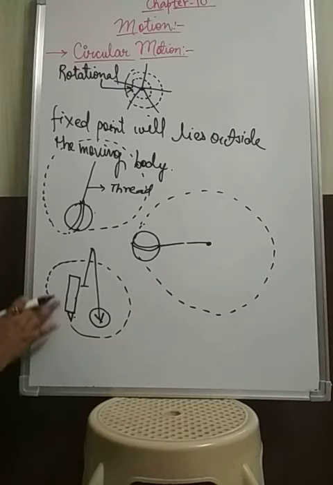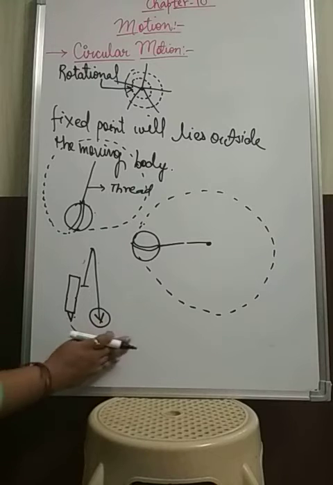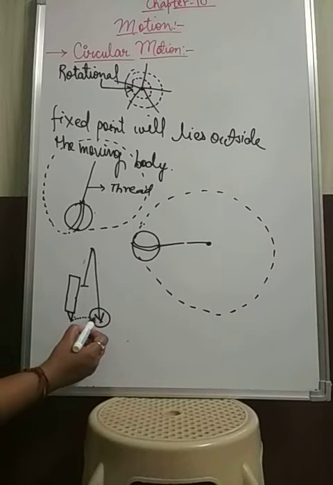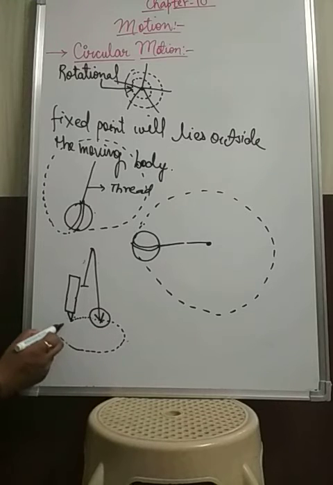The correct picture is given in your book. If I draw this picture, it will look like this, okay, and will form the complete circular path.